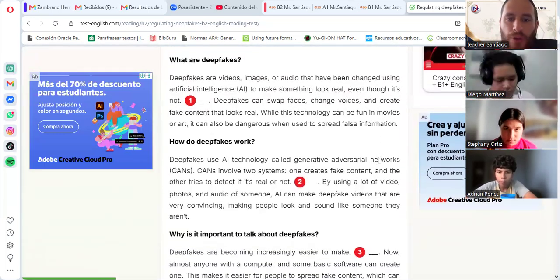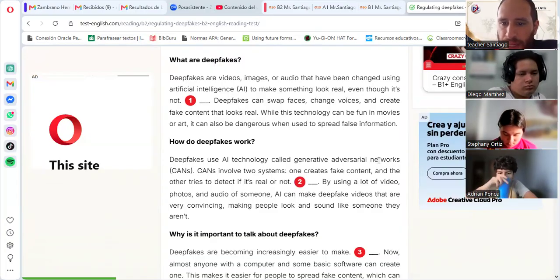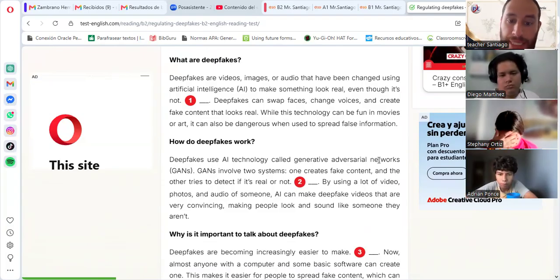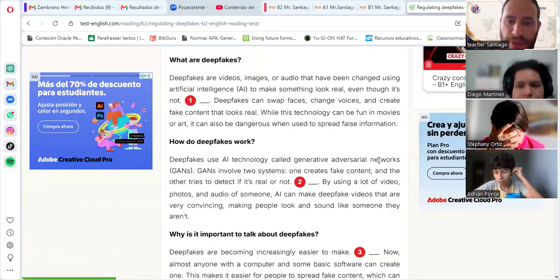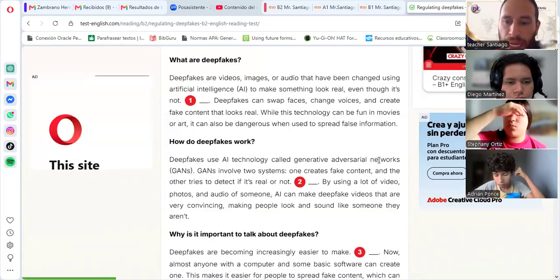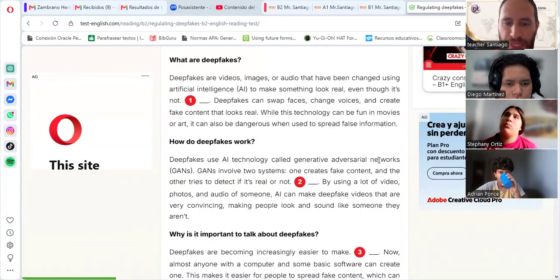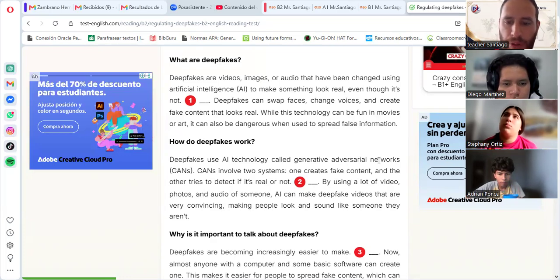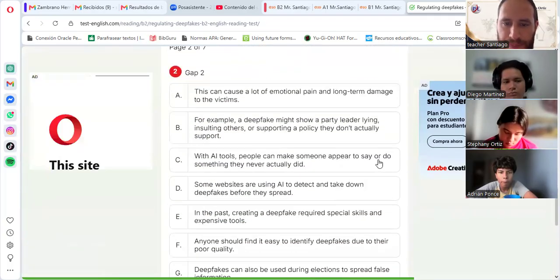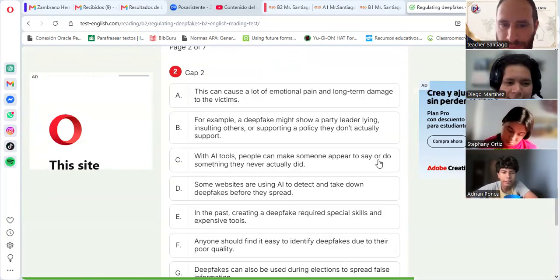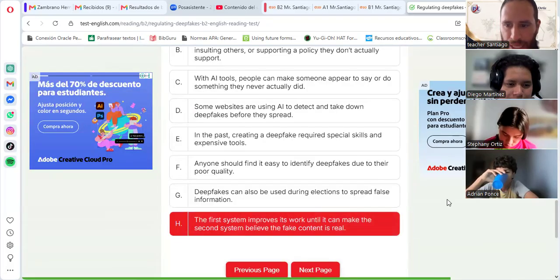So then it says, how do deepfakes work? Deepfakes use AI technology called Generative Adversarial Networks, GANs, which involve two systems. One creates fake content and the other tries to detect if it is real or not. By using a lot of video, photo, and audio of someone, AI can make these fake videos that are very convincing, making people look and sound like someone they aren't. So, what do you think? It's letter H. Yes. Okay, thank you.